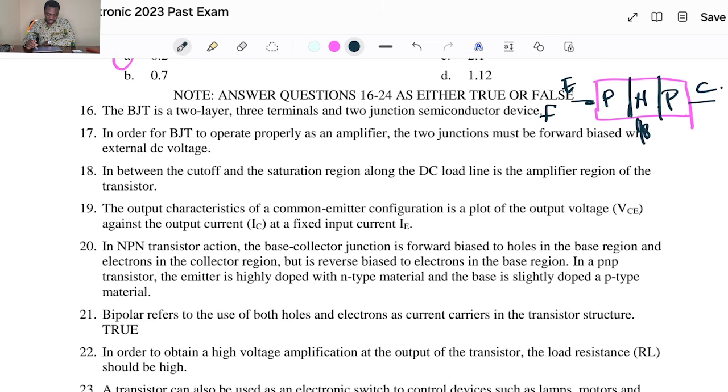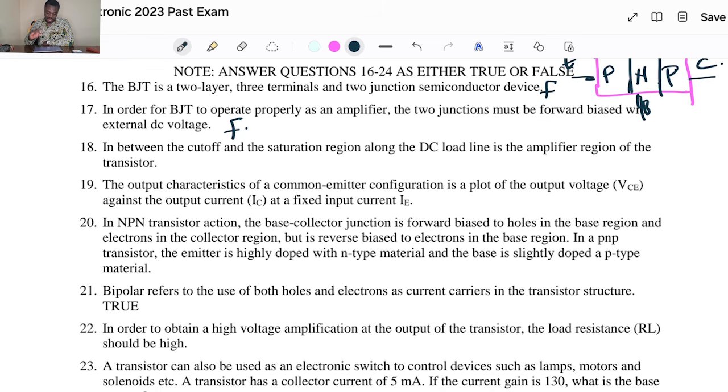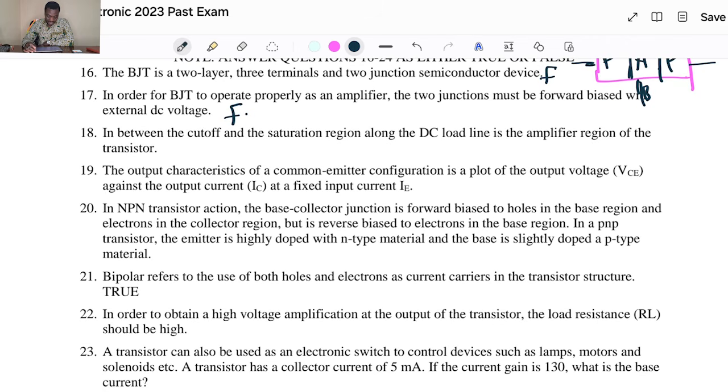Now, question 17. In order for the bipolar junction transistor to operate properly as an amplifier, the 2 junctions must be forward biased with external device, right? This is going to be false. As we know, when it comes to the operation of a bipolar junction transistor, the emitter base junction has to be forward biased, and then the collector base has to be reverse biased.